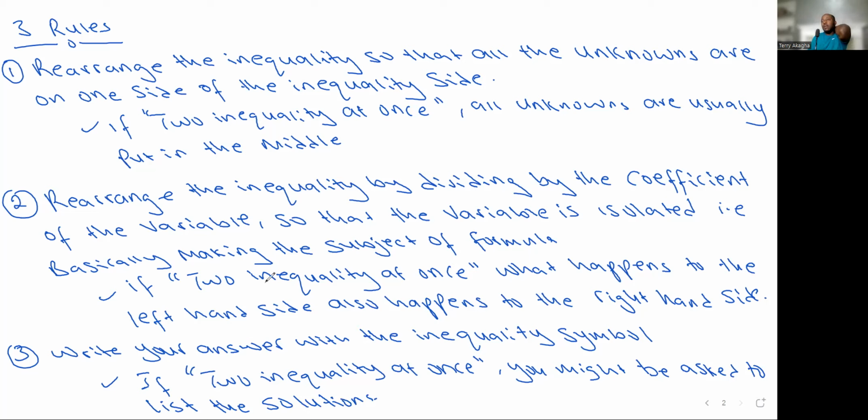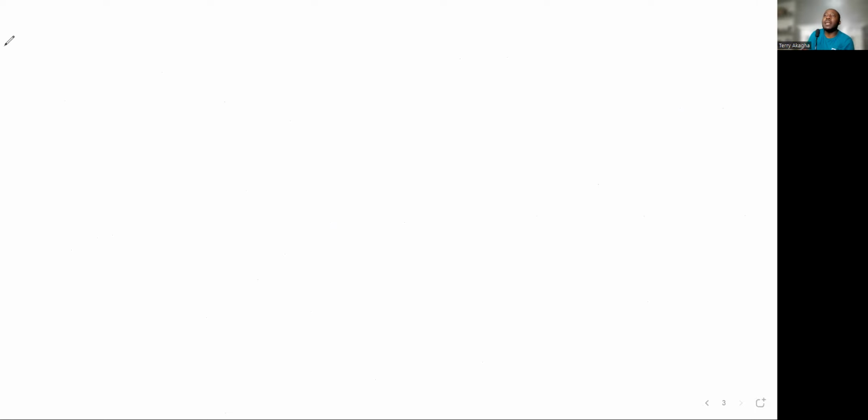All right, so that'll be that. We rearrange it so all the unknowns are on one side. Then you divide by the coefficient of the variable, and you write your answer with the inequality symbol. Let me pick an example now so that we can get started.